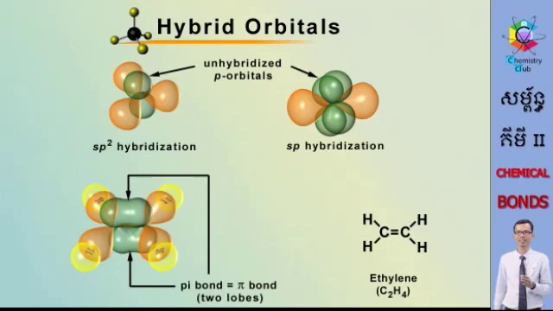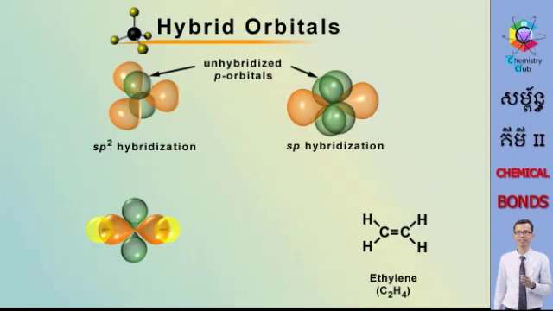This forms a different kind of bond than the sigma bond, which is called a pi bond. A pi bond consists of two bun-shaped lobes, one on either side of the sigma bond. Ethylene illustrates sp2 hybridization and the formation of one sigma bond and one pi bond.